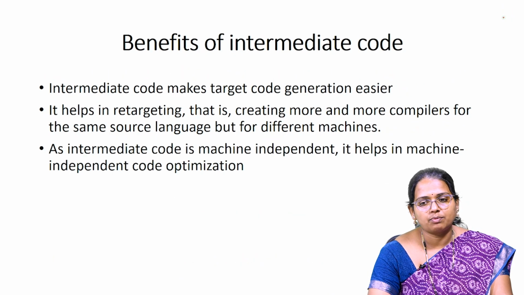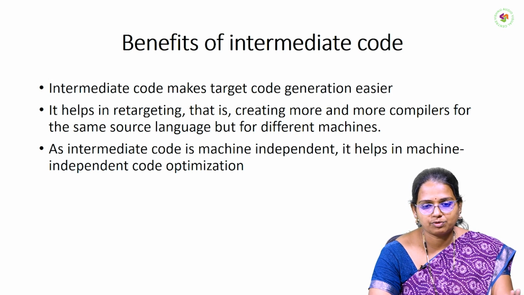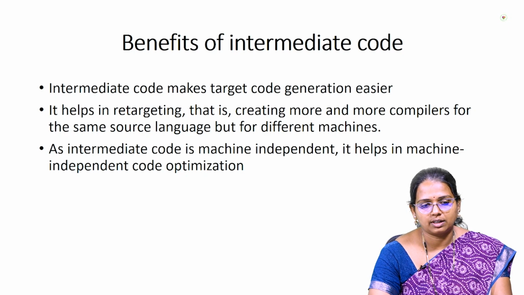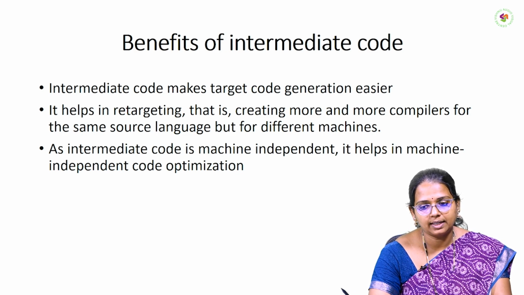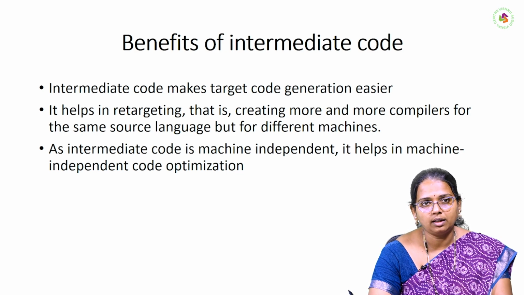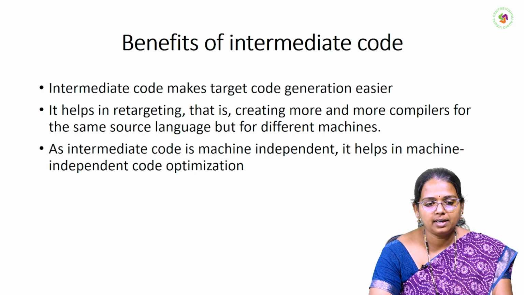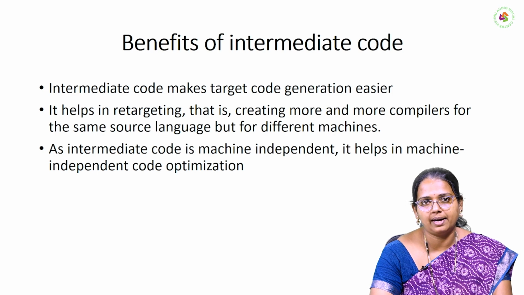So what are the benefits of intermediate code? If you convert to an intermediate code after the phase of semantic analysis, it makes the task of target generation much easier. And it allows creating more and more compilers of the same source language but for different machines. So when the compilers are running on different machines, the intermediate code can be easily converted into a target code. So we can say that our intermediate code is a machine independent code.